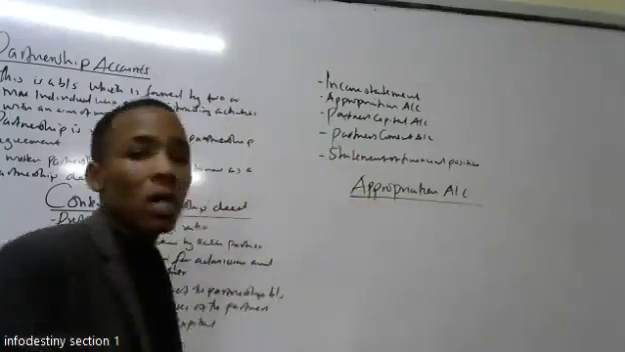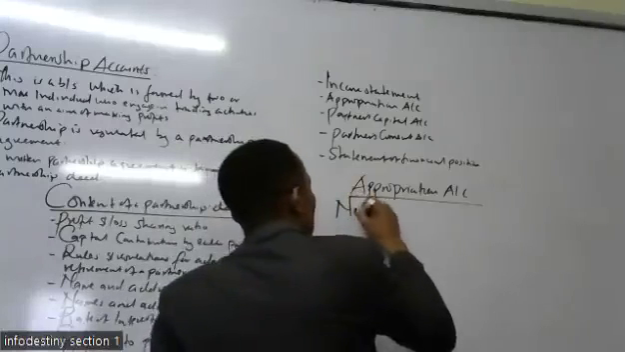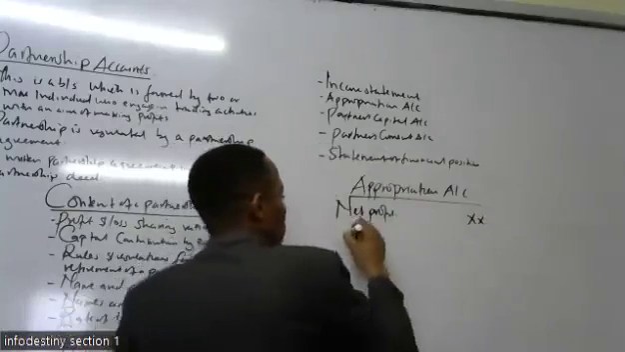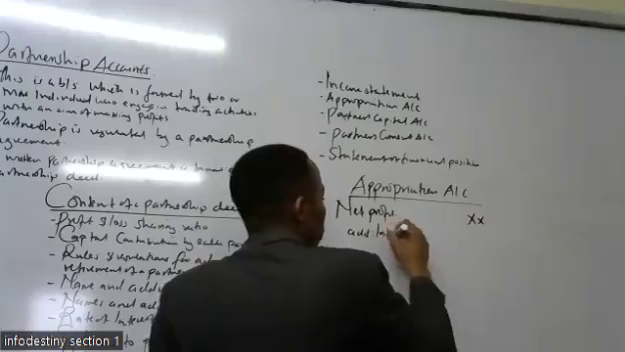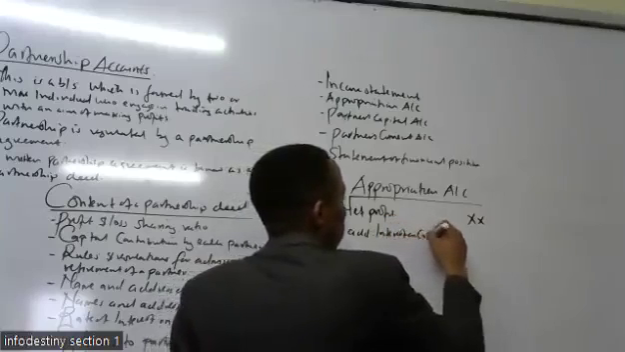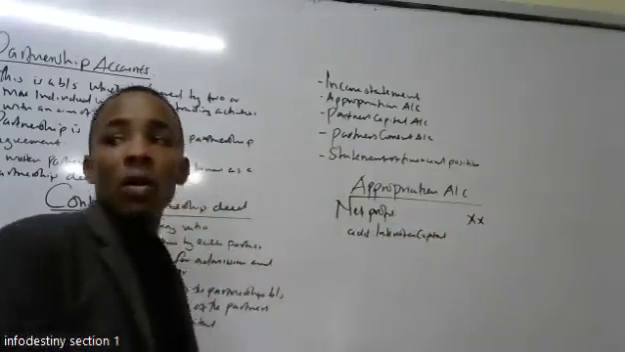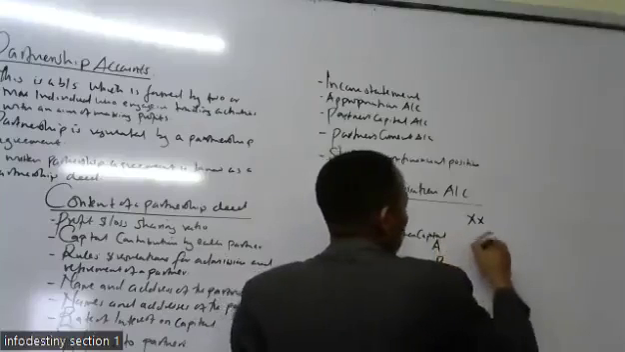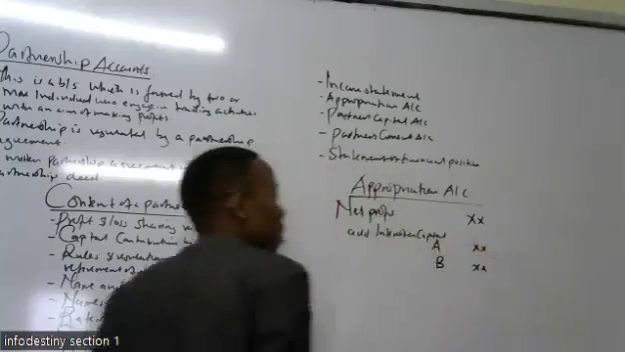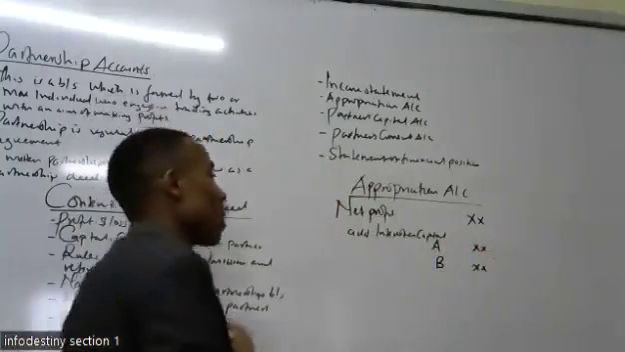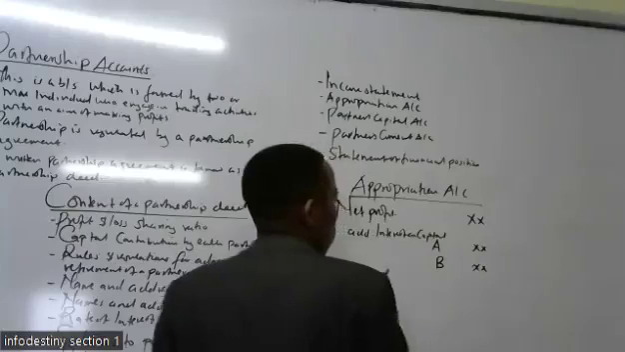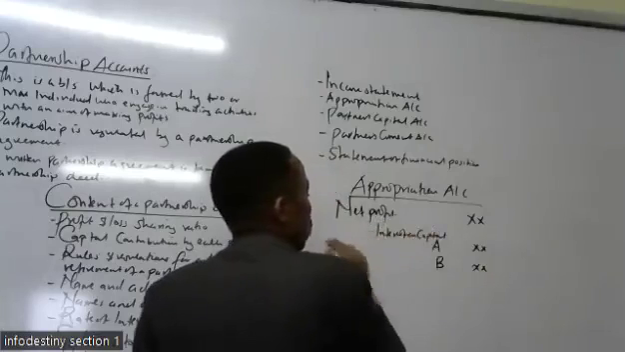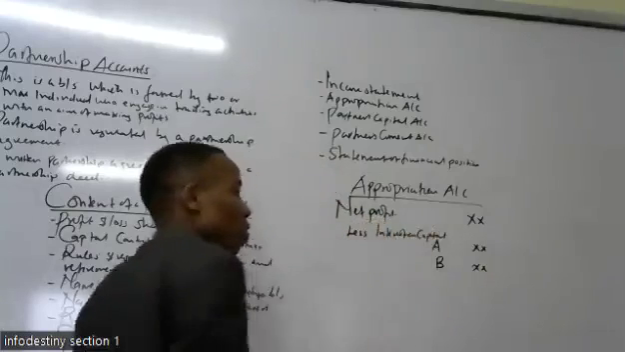So for the appropriation account, we start with the net profit. Then we add interest on capital for the given partners, partner A and partner B. We take the rate of interest and multiply it by the amount of capital. Then we add interest on drawings.